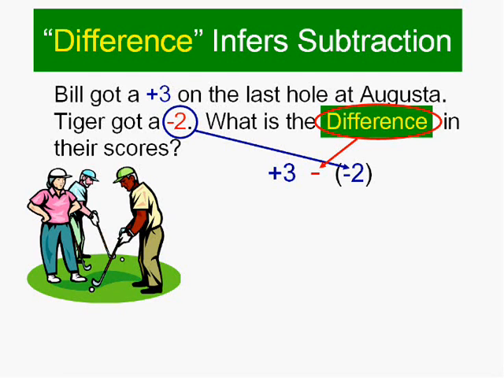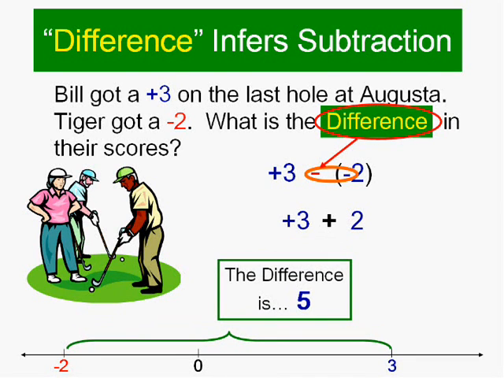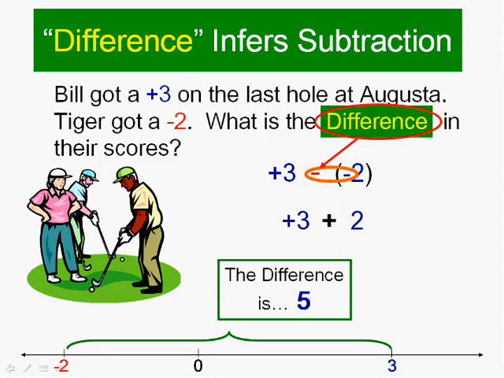And when I have two negatives in a row, what ends up happening? They end up turning to a positive. The answer to this question, the difference between my score of 3 and Tiger's score of -2, is that he beat me by 5. Son of a gun. It can happen, can't it? Double negatives. Let's look at another example.